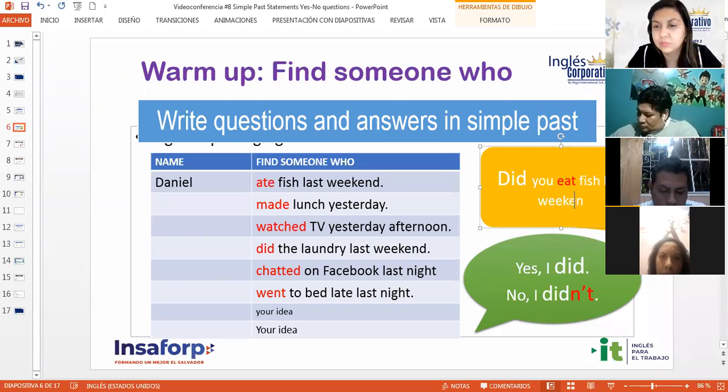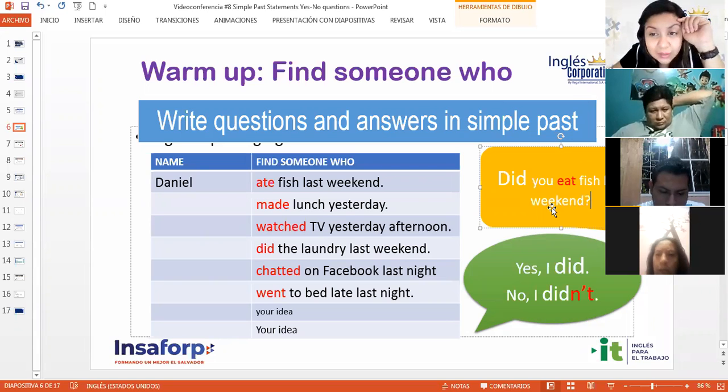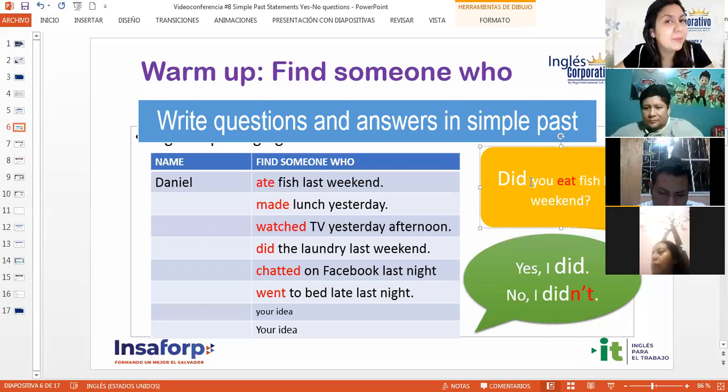Teacher, los verbos que están en pasado los vamos a pasar al presente. No es que pasen a presente. Cuando es pregunta, en pasado usamos el auxiliar did. Entonces, cada vez que usemos un auxiliar, el verbo va a estar en su forma base, en su forma normal. El verbo no cambia. The verb doesn't change. Por eso aquí les he puesto hasta en rojo, ¿verdad? El eat. Did you eat fish last weekend? Yes, I did. No, I didn't.